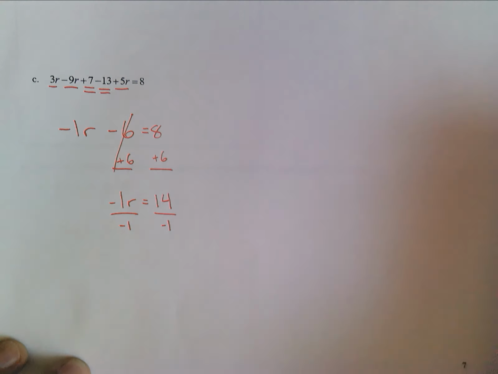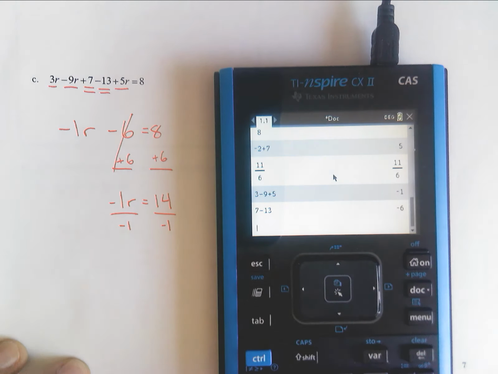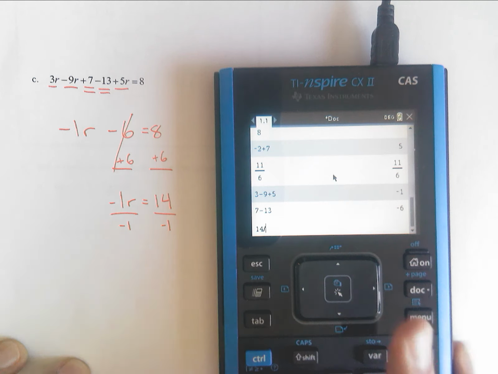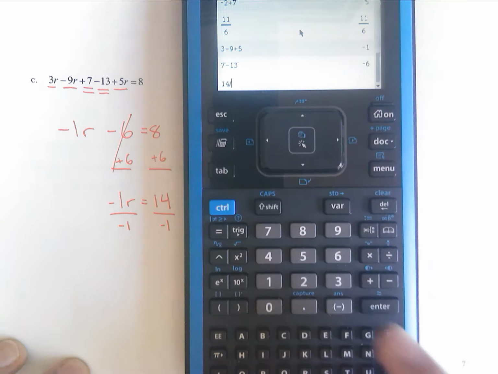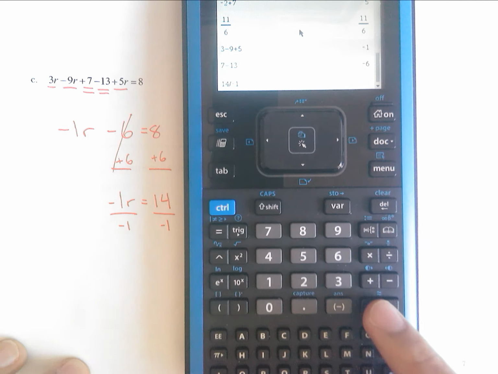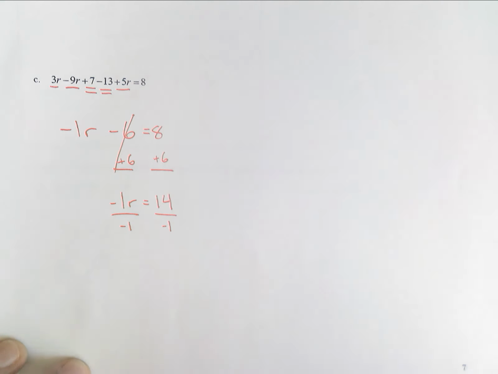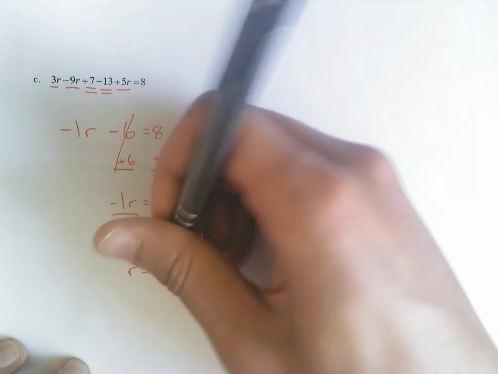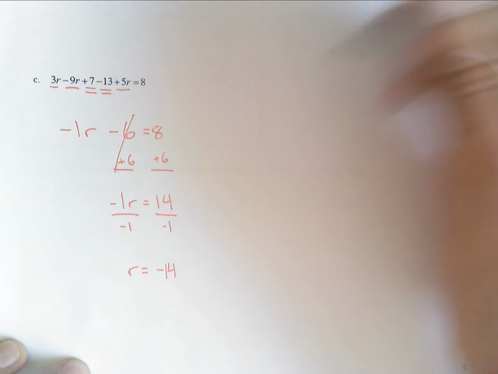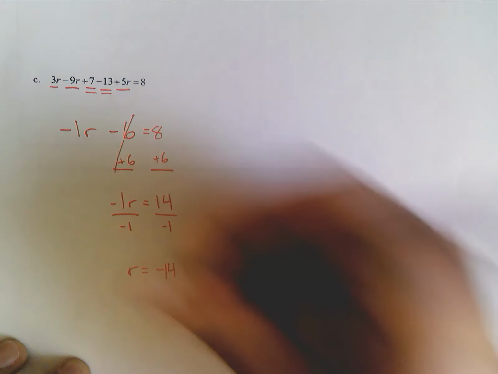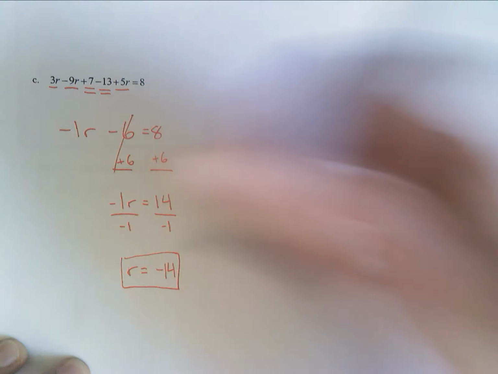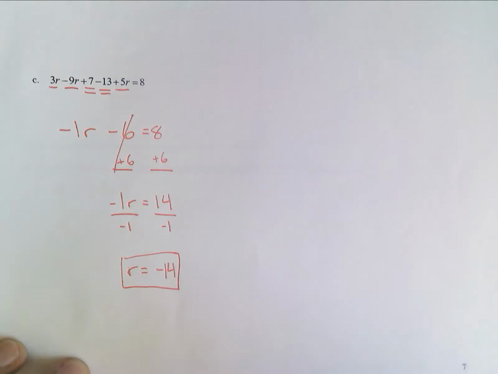So let's plug it in. We have 14 divided by negative 1. And we're going to use our negative button. Negative 1. Hit enter. And that gives us negative 14. So r equals negative 14. And you can go ahead and check the solution, plug it back into the original, and see if it equals.